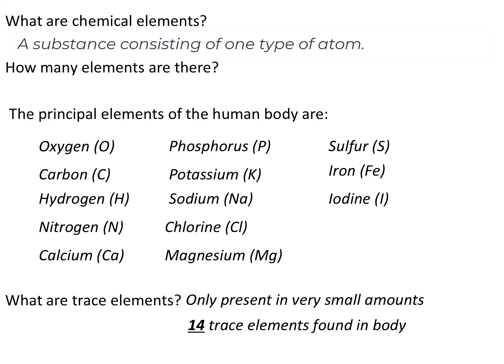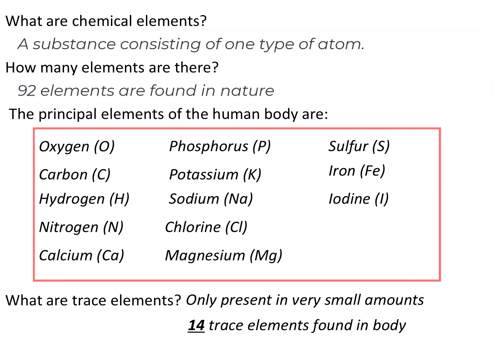There are 92 elements found in nature, but you do not need to know them all. You only need to know the elements that are essential for human anatomy and physiology. There are 13 principal elements in the body, listed here for you. You need to know these, both their name and symbol, as we will talk about these a lot throughout A&P 1 and 2. There are also trace elements found in the body.